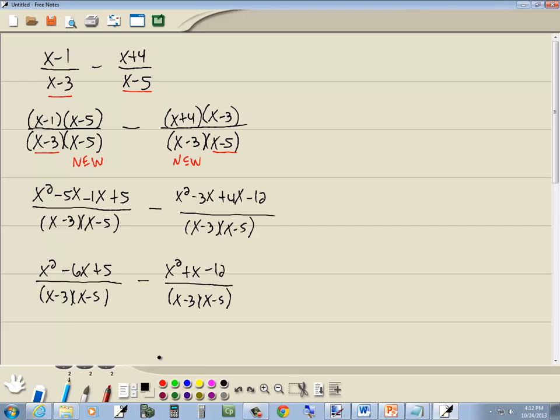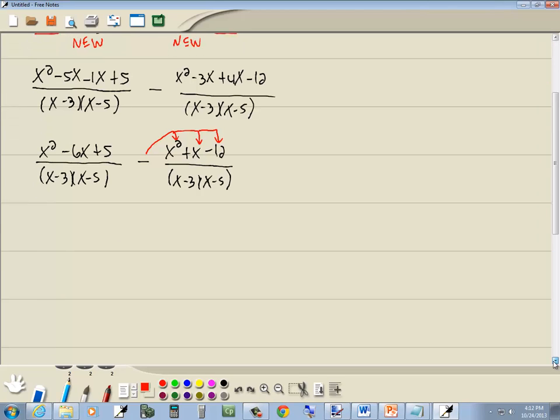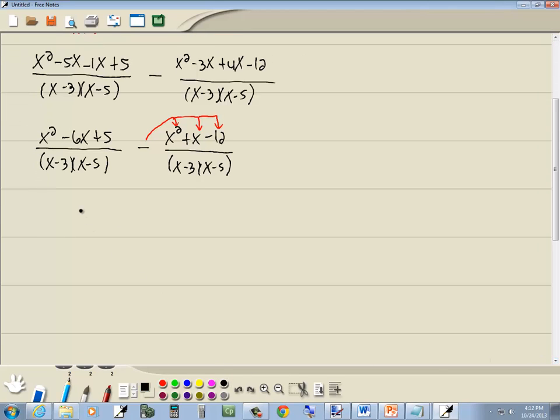Okay. Now we have the same denominator, so we're going to add or subtract top parts. This one has a minus in the middle. Remember, a minus before a fraction flips the sign of all the terms up on top. So it's going to flip the sign of all three of those. So we're going to have x squared minus 6x plus 5. The positive x squared becomes a negative x squared. The positive x becomes a negative x. And a negative 12 becomes a positive 12. All over (x − 3)(x − 5).